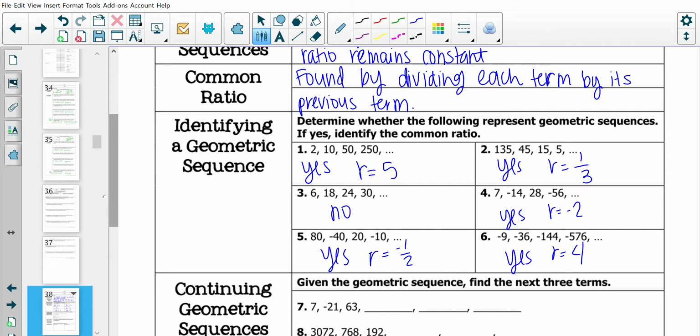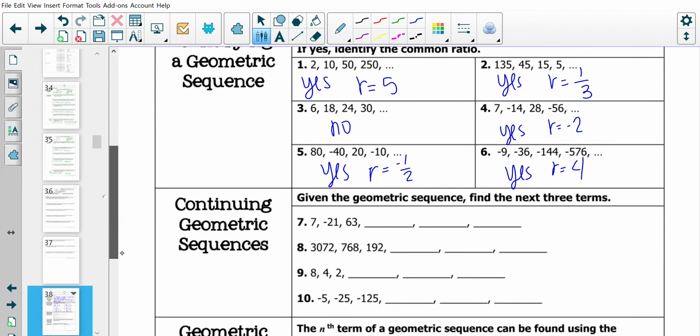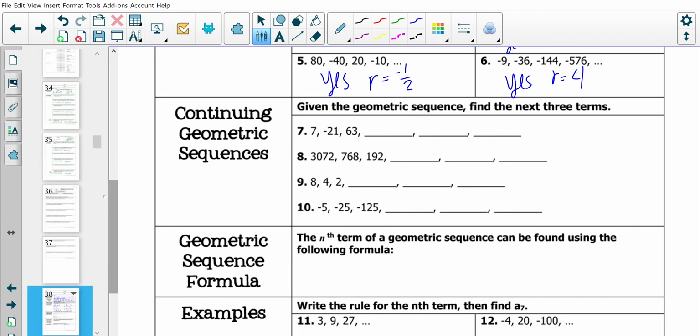Okay, on this next section, we are going to complete the missing blanks. So on number 7, what is my R value? Negative 3. So 63 times negative 3? -189. Negative 189 times negative 3? 567. And 567 times negative 3? -1701. Good.